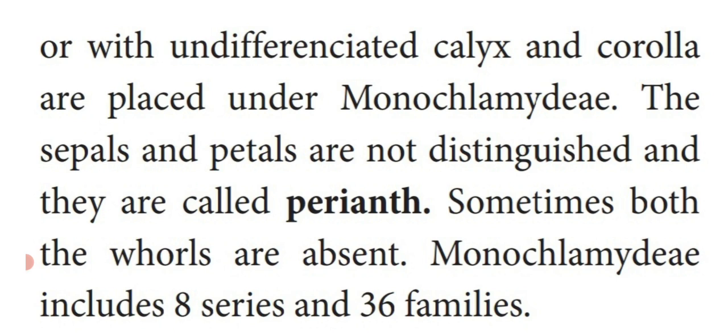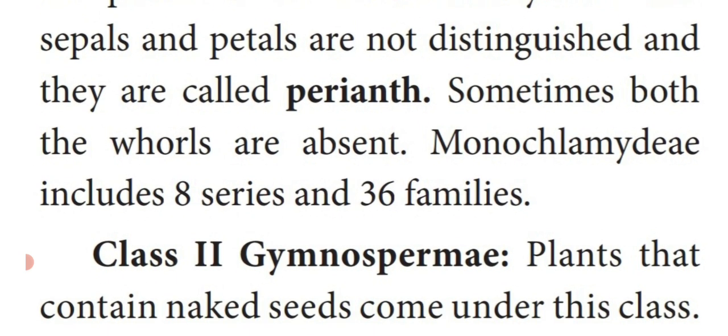The sepals and petals are not clearly seen, but they are modified into another form called perianth. What is perianth is an important 2-mark question. The sepals and petals are not distinguished and they are called perianth. Sometimes in some of the flowers, both the whorls are absent. Monochlamydeae includes 8 series and 36 families.